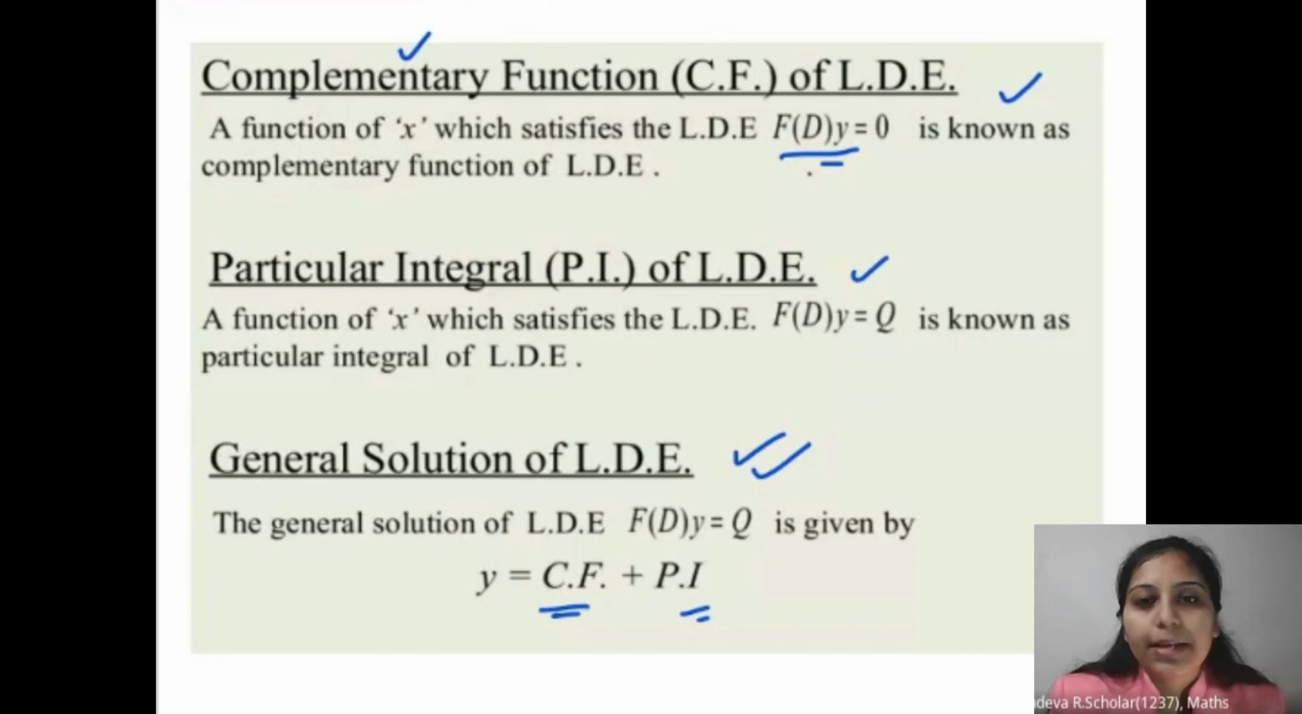The second part is the particular integral. What is the particular integral? It is that function which satisfies the whole linear differential equation with constant coefficients. Here, no constant will be used. So the complete solution will be CF plus PI, complementary function plus particular integral. In the coming slides, we will learn how to find CF and how to find PI.